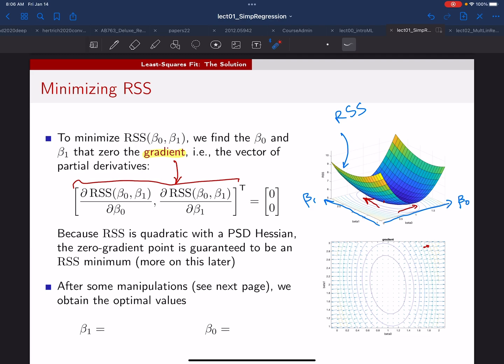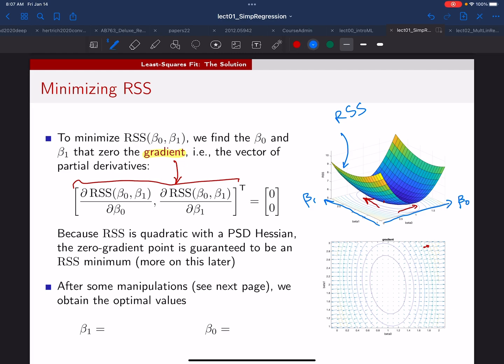And so it's actually by solving this system of equations that we can find out exactly what the minimizing values of beta 0 and beta 1 are. So we're going to do that on the next couple pages. But let me just summarize what they are right now.